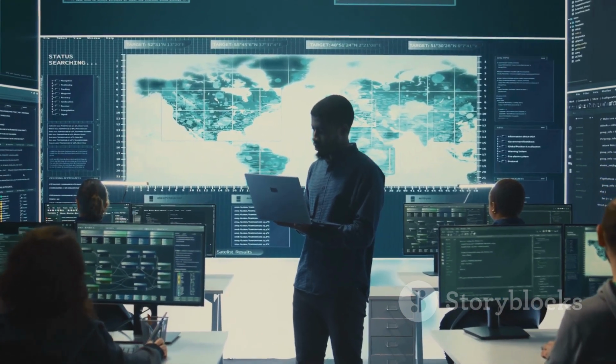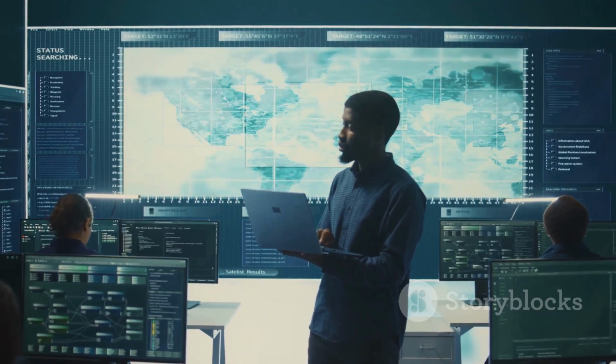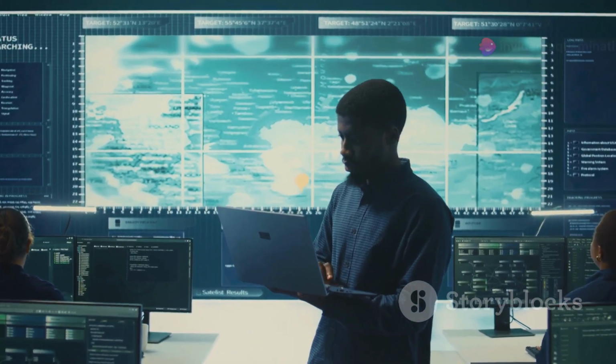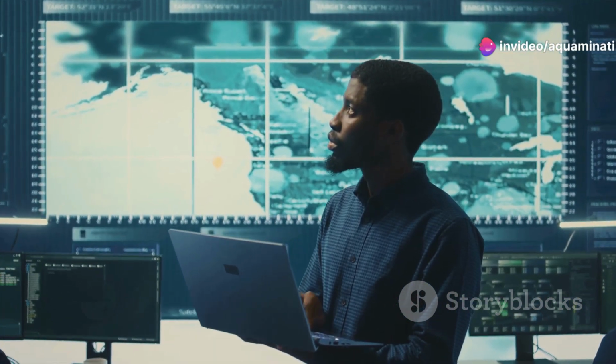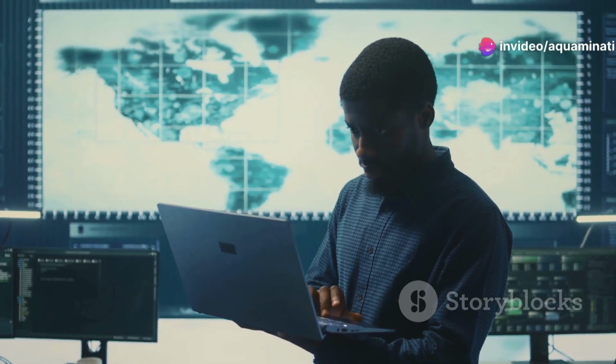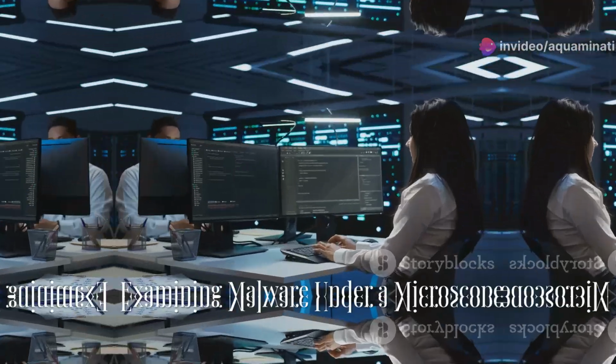malware analysis is the cornerstone of a robust cybersecurity posture, providing the knowledge and tools necessary to combat the ever-evolving threat landscape and protect our digital assets from harm.